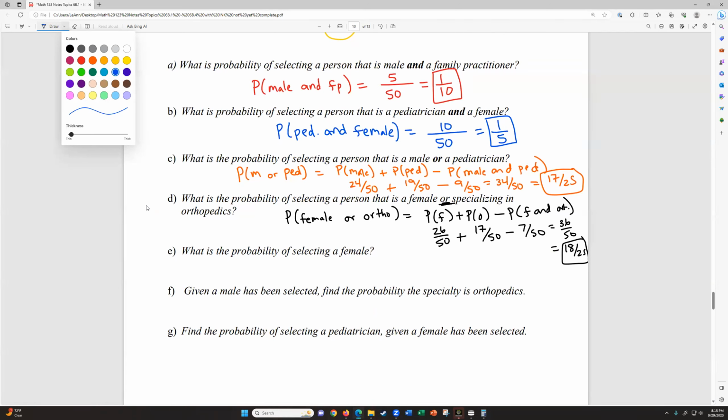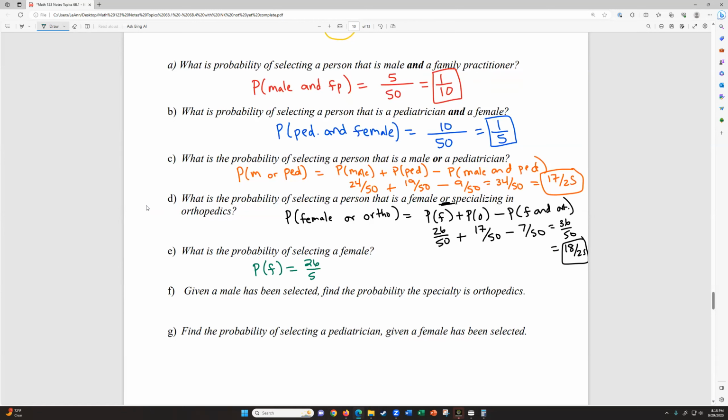So this first question: what's the probability of selecting a female? We just did that in the last one, which was 26 out of 50. We just need to reduce that. It reduces by 2 to 13 over 25. So that was just a basic one, no "or," no "and," no "given," just what's a female.